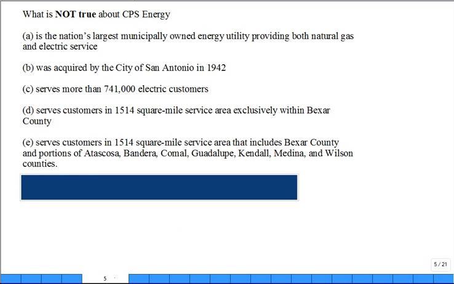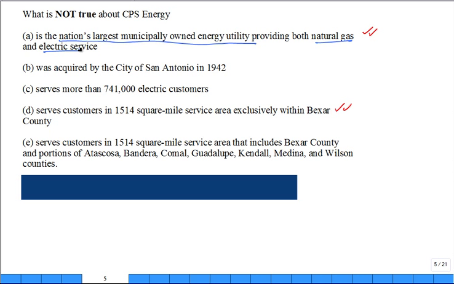What is not true about CPS Energy? All of these statements are true except for one. Which is the false statement? We have a vote for D. A vote for D is false. One for A. This is a big statement, isn't it? It's the nation's largest municipally owned energy utility provider, serving both natural gas and electric service. That's very unique, and it's true.